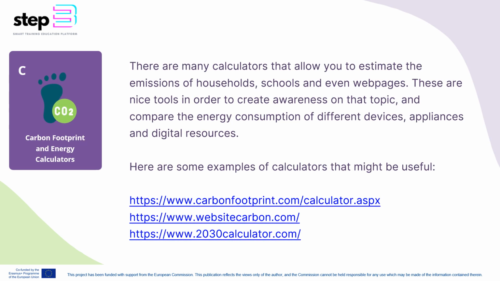There are many calculators that allow you to estimate the emissions of households, schools, and even web pages. These are nice tools in order to create awareness on that topic and compare the energy consumption of different devices, appliances, and digital resources. Here are some examples of calculators that might be useful. Carbonfootprint.com, websitecarbon.com, and 2030 calculator. But you can find many more online.